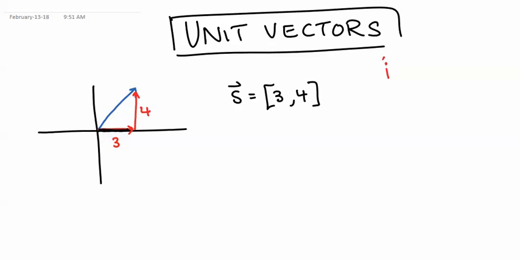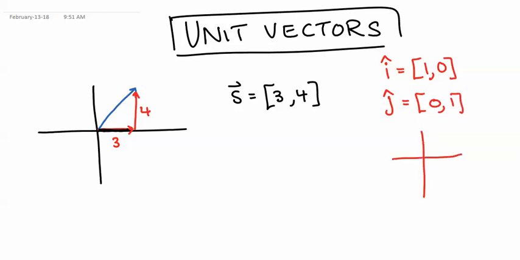Remember I defined these guys, i hat and j hat. I hat I defined as a vector equal to 1, 0, and j hat is our y component unit vector, and it's 0, 1. That just means these always have a magnitude of 1. So i hat is 1 unit this way, and j hat is 1 unit on our y component. You can represent any algebraic vector using i hat and j hat, and it's going to be useful in the future. So let's say we wanted to represent this S vector using i hat and j hat.